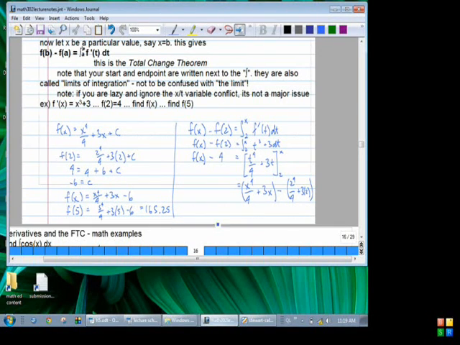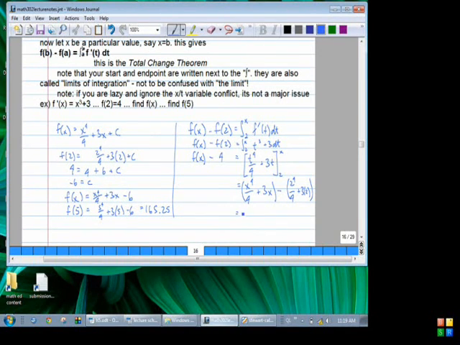All these fractions, I need a little more room. So this equals x to the 4th over 4 plus 3x, and this is x minus 4 equals blah, blah, blah, minus, when we calculate that, you get 16 over 4, which is 4, plus that, so you get minus 10.